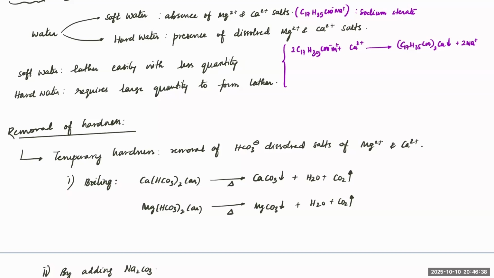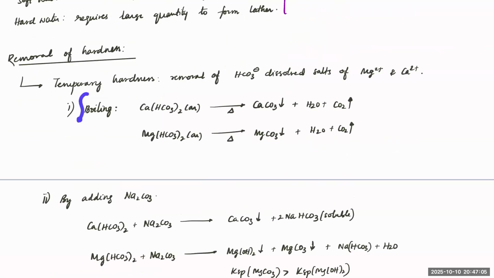Temporary hardness is about the removal of bicarbonate dissolved salts of magnesium and calcium 2 plus. So if magnesium and calcium are dissolved in the form of bicarbonate in water, and you are able to remove that, that means you are removing the temporary hardness. Now, how do we do that?